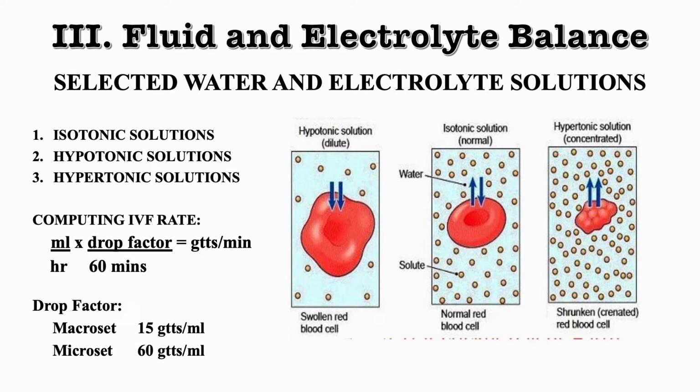Drop factor is either macro set or micro set. Usually, macro set is 15 drops per ml, but sometimes, depending on the manufacturer, could be 20, 25, or others. Microset is always 60 drops per ml. Solusets or volume calibrated cylinders are always in a microset drop factor.